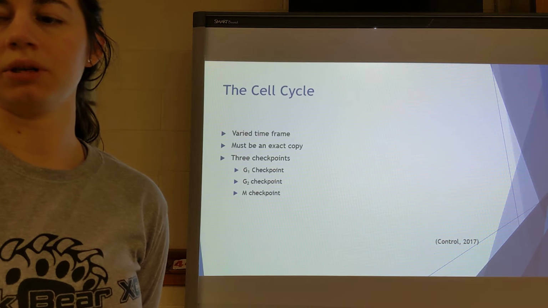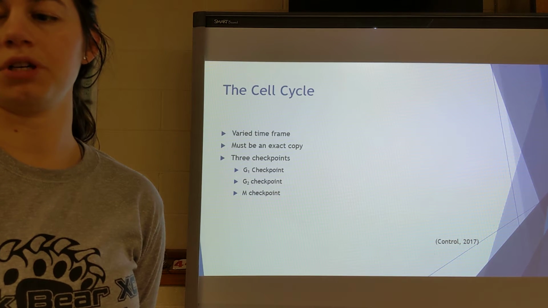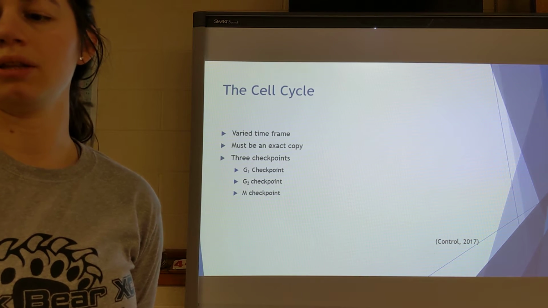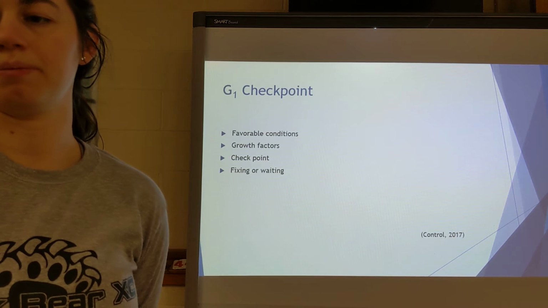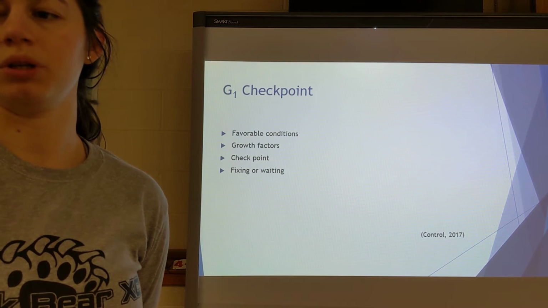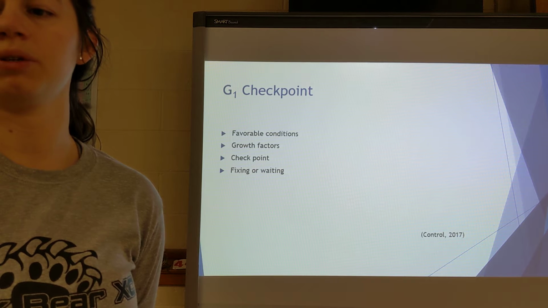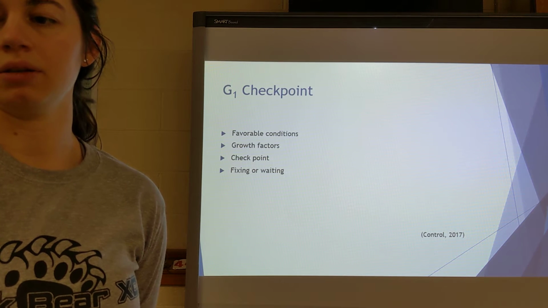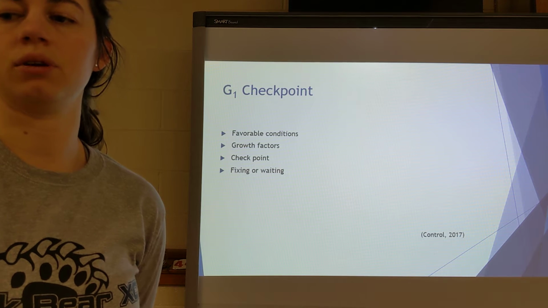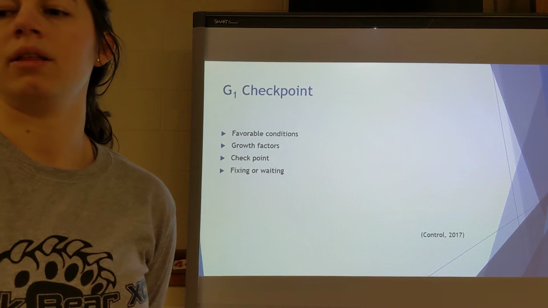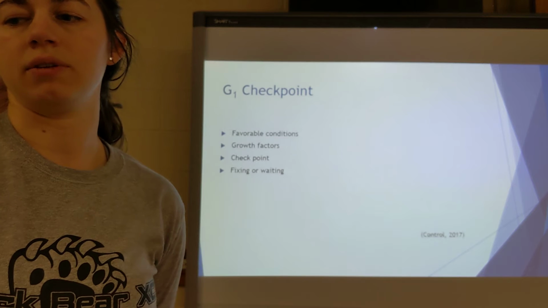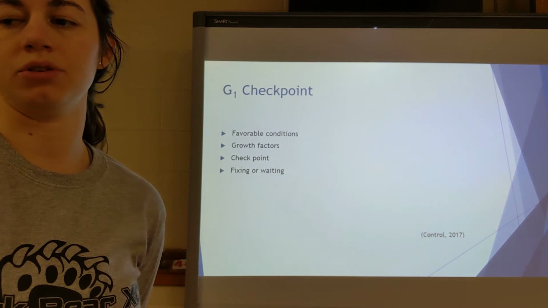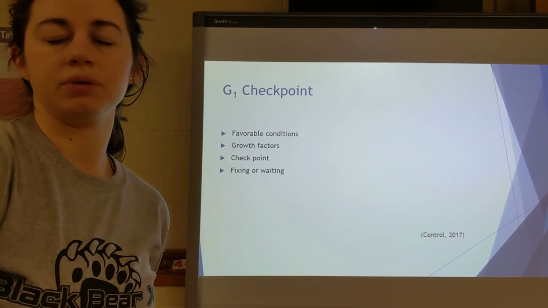To ensure the cycle continues as it should, there are 3 checkpoints in the cell to ensure the cell duplicates exactly each time. The G1 checkpoint determines if the cell is going to move into the S phase. Before it can do that, it must clear the requirements of the checkpoint that includes favorable conditions. This is where the cell commits to the action of cell division or not. If the conditions are favorable for that type of cell, then it will divide.